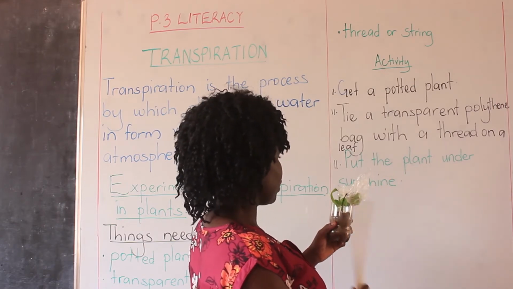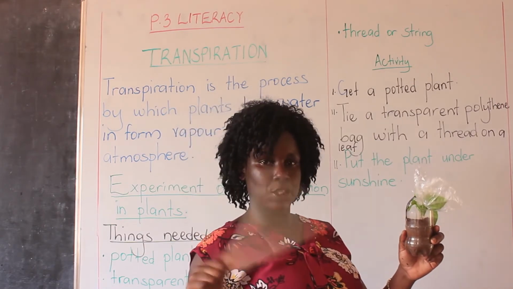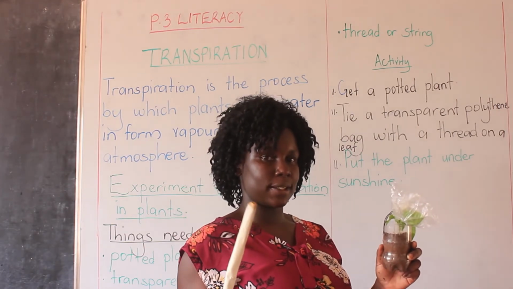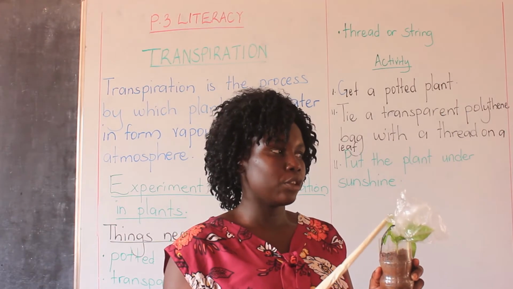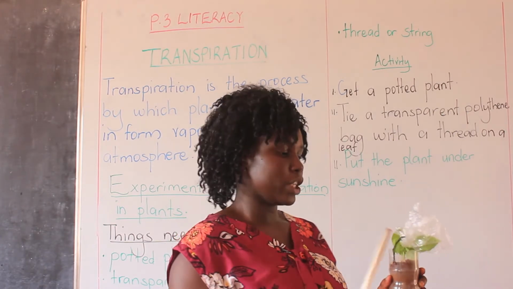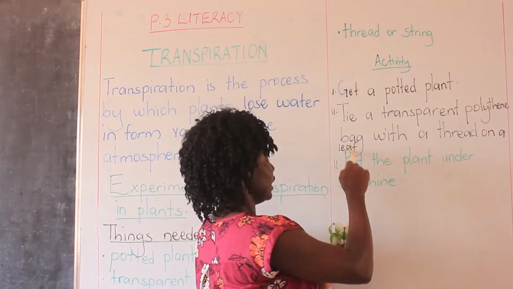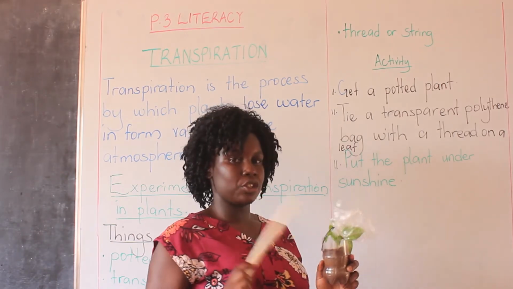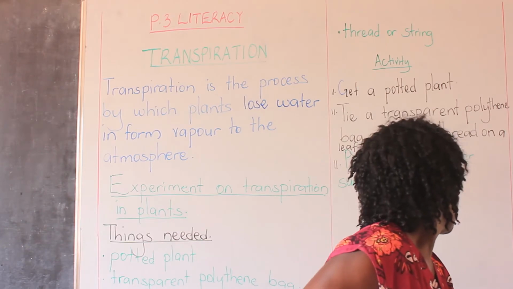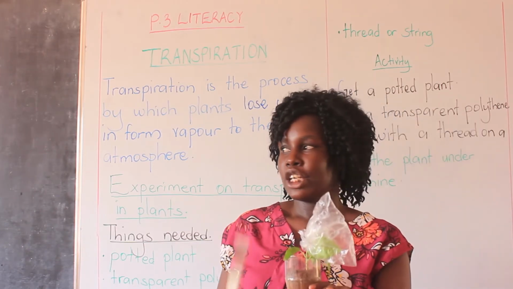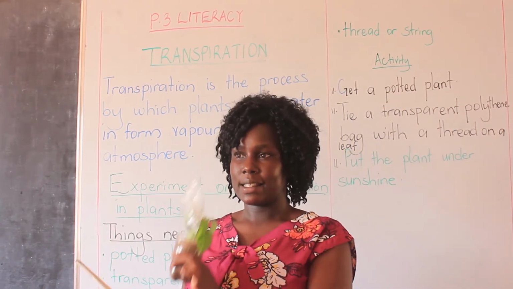Why are we tying on a leaf? Because transpiration takes place in the leaves through the stomata. Stomata are the small holes we find on the leaves. Reason, transpiration takes place on the leaves. After that, you're going to get this plant, you put it under sunshine.